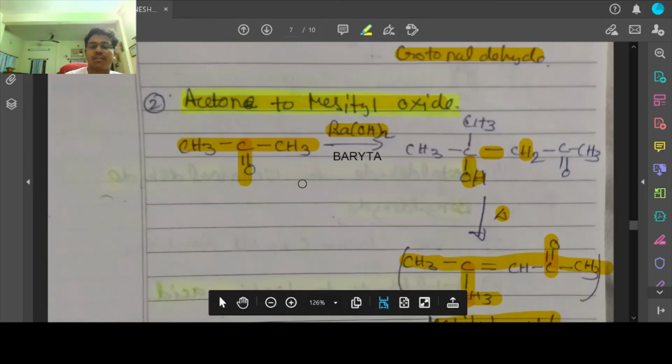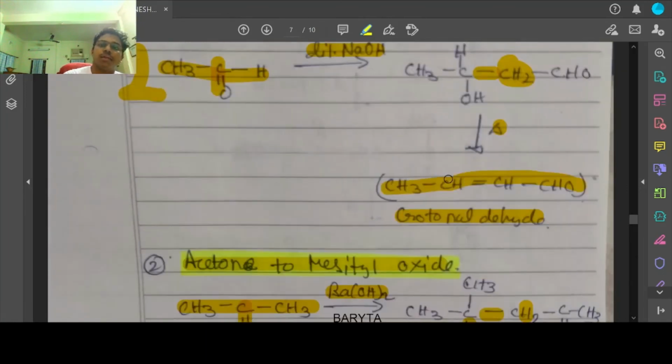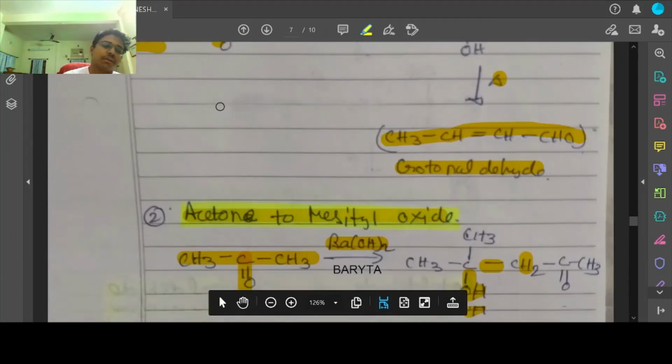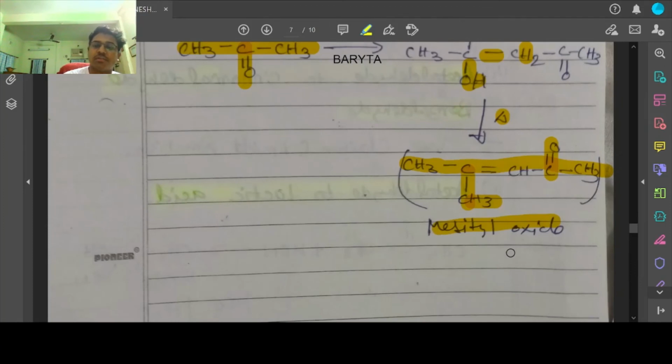So mesityl oxide is formed in the presence of baryta. Aldol condensation of acetone takes place, and mesityl oxide is formed. Crotonaldehyde is obtained by aldol condensation of acetaldehyde. Okay, these two reactions are done. Just remember the compounds also, because you'll be lost in the exam if you don't know what mesityl oxide is.